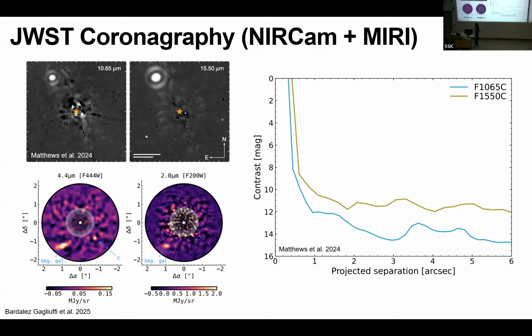This is Eps Indi Ab and 14 Her c. These have temperatures of something like 250 to 300 Kelvin. And we're getting down to contrast of something like 10 to the minus 6 out at wide angular separations. So this is mapping out cold planets on wide orbits relative to our ground-based capabilities.